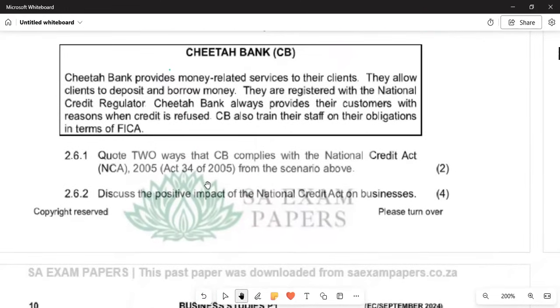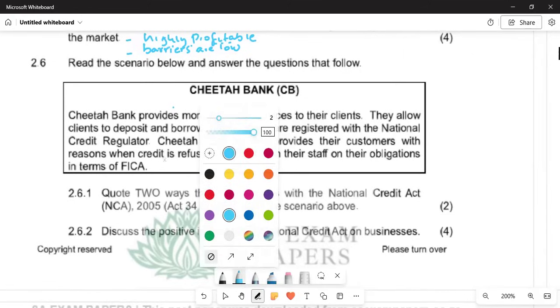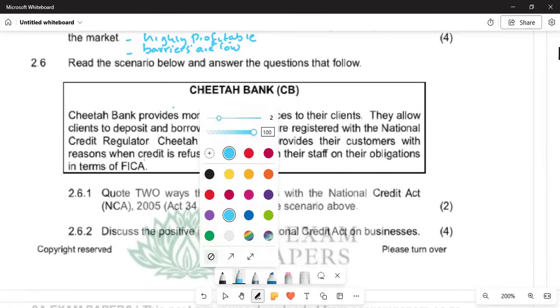Let's move on to 2.61, 2.62. 2.61, now we are to read what? The scenario. We are to read the scenario. So it reads as follows.